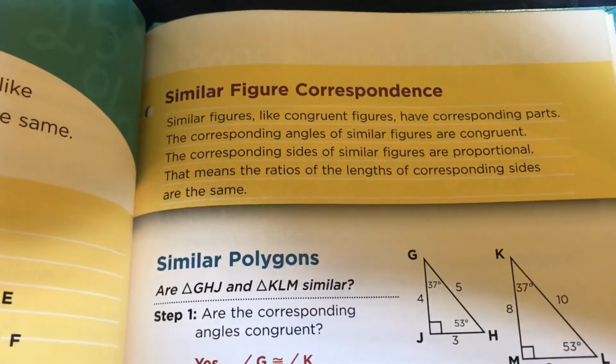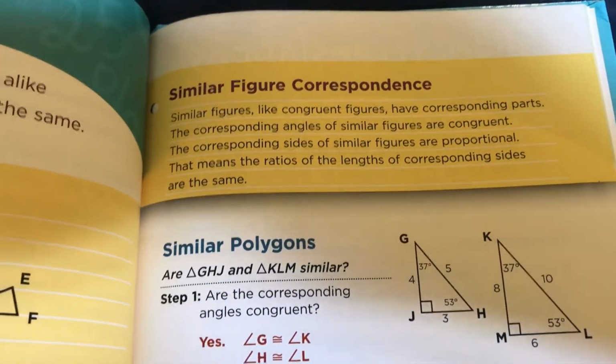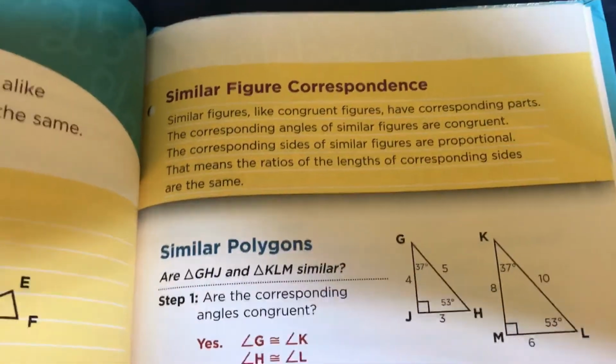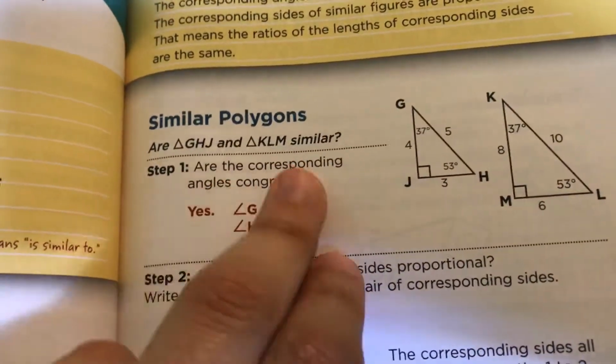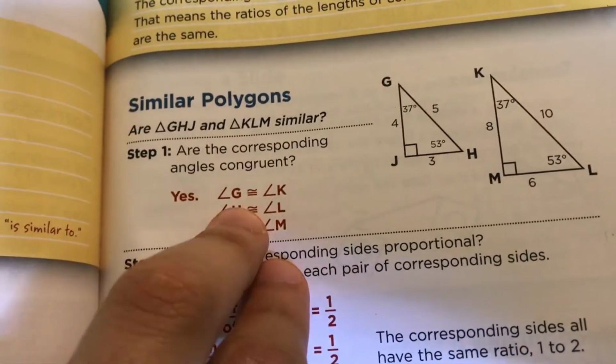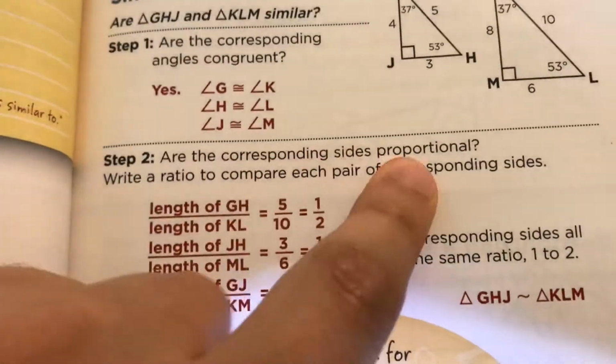Similar figure correspondence. Similar figures, like congruent figures, have corresponding parts. The corresponding angles of similar figures are congruent. The corresponding sides of similar figures are proportional. That means the ratios of the lengths of corresponding sides are the same. Similar polygons. Are triangles JHG and KLM similar? Are the corresponding angles congruent? Yes. J and K, H and L, G and M. So they are congruent.